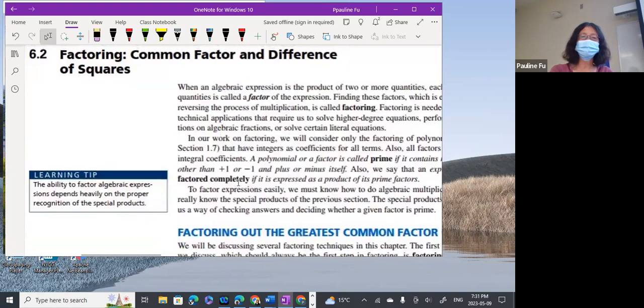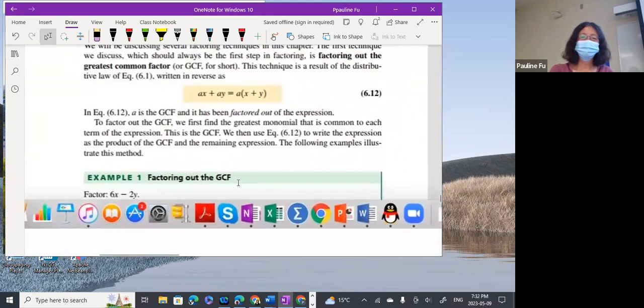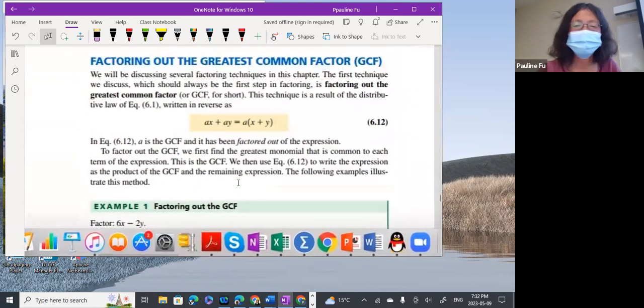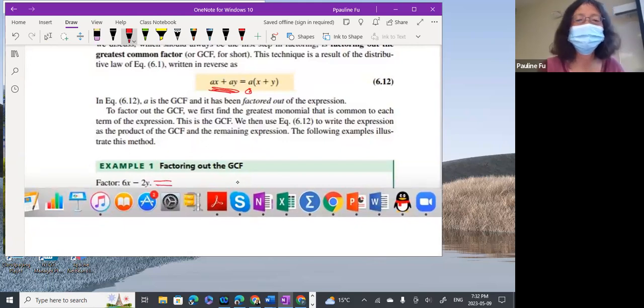Okay, now factoring. Factoring, I already gave you an example. So how do you put this expression into multiplication? You take away the common factor. So you did the factoring. Now let's do this example. Factor 6x minus 2y. Factor 2, excellent. Perfect, thank you. So this is how you factor this.